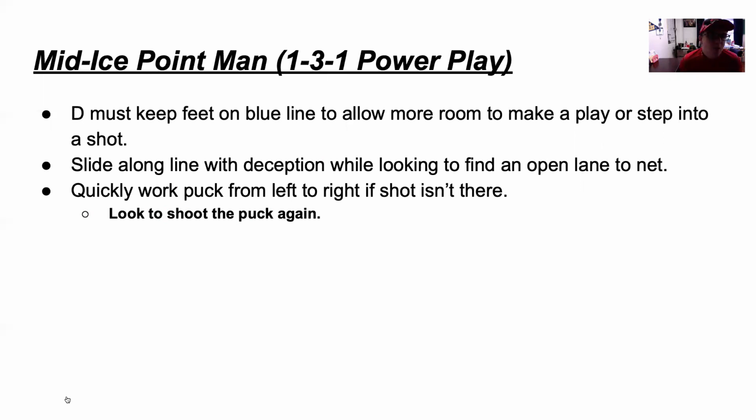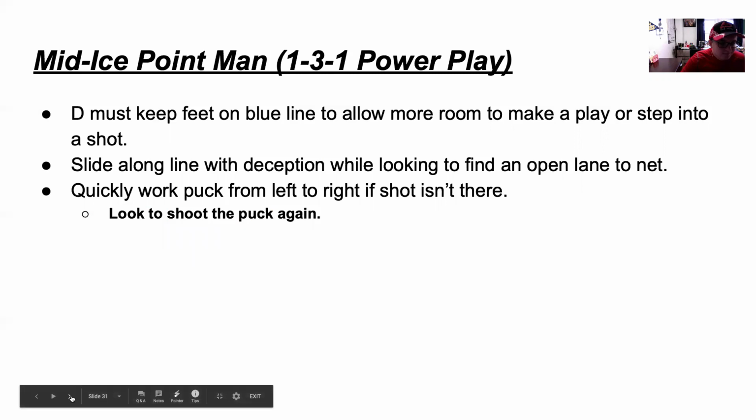So the mid-ice point man on a 1-3-1: the D must keep feet on the blue line to allow more room to make a player step into the shot. The mid-ice point man also must slide along with deception, like we talked about, while looking to find an open lane to the net, and quickly work the puck from left to right if the shot isn't there. So you have to play the puck quick, and you have to look to shoot the puck again, because that point man's going to take that big blast on the point, and that generates momentum and a powerful shot.